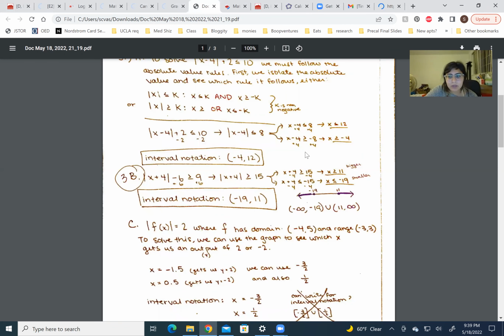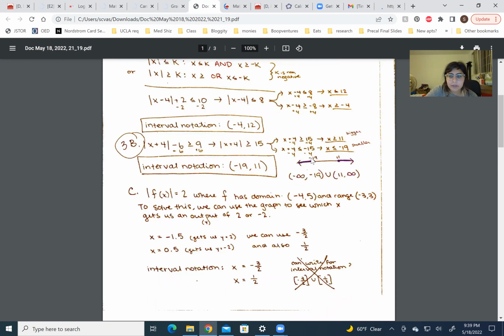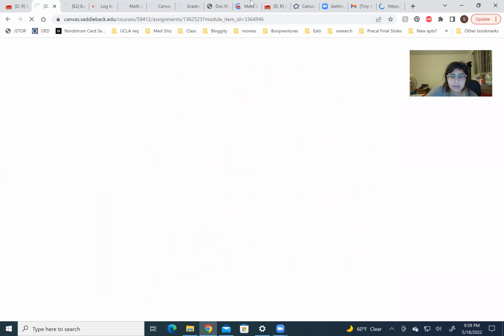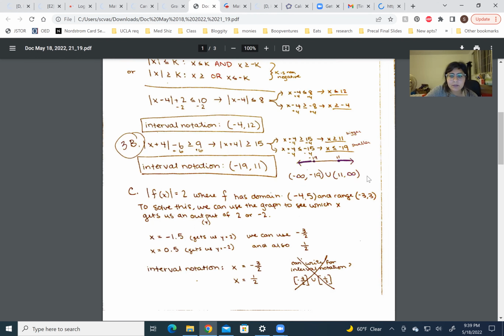Okay. I wrote the wrong interval notation, so I made a number line right here using the numbers bigger and smaller than x. And I rewrote interval notation, and I believe that this is correct. Okay, and that is for question 1.